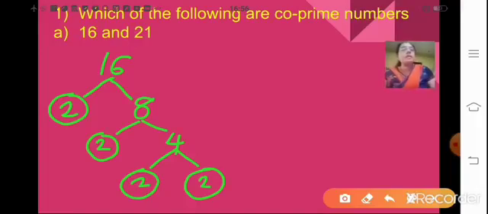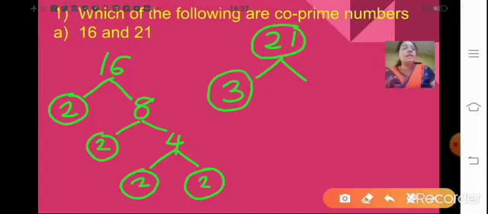Now let us take the number 21. The number 21 is not divisible by 2 because the number in the ones place is an odd number. So we can start with the next prime number, that is 3. 3 how many times is 21? 7. Here 7 again is a prime number, so we don't have any other factor.